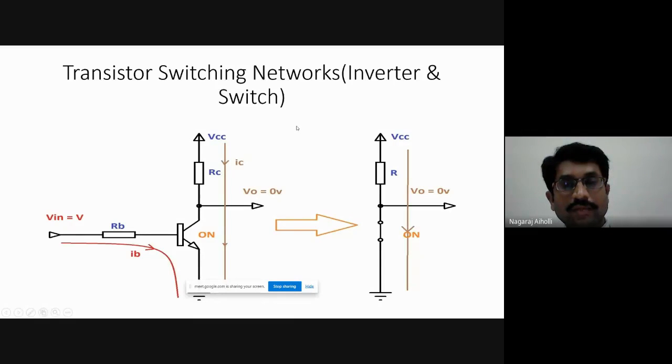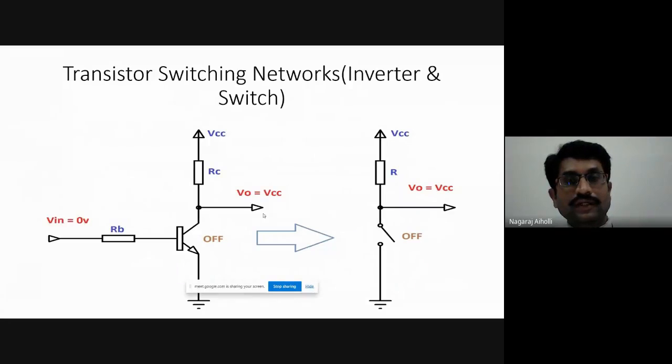In the next class I will be writing the equations for the analysis. For the transistor as a switch and as an inverter, we will see various equations: what is the collector to emitter voltage VCE, what is the equation for the base current IB, and what is the equation for the output voltage. Those things we'll see in the next class.